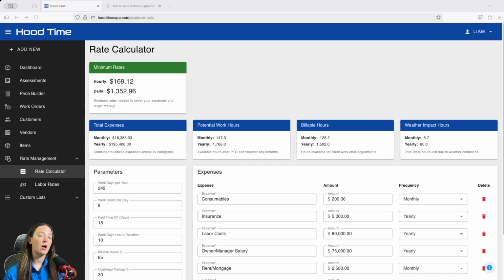Notice how this affects our calculations. In the weather impact summary box at the top, we show 80 hours yearly lost due to weather, reducing our available work time. Now let's talk about a critical concept that many businesses get completely wrong. They assume that all of their work hours are billable hours. The billable hours are the difference between the hours that you're working and the hours you can actually bill to the customer, represented as a percentage.